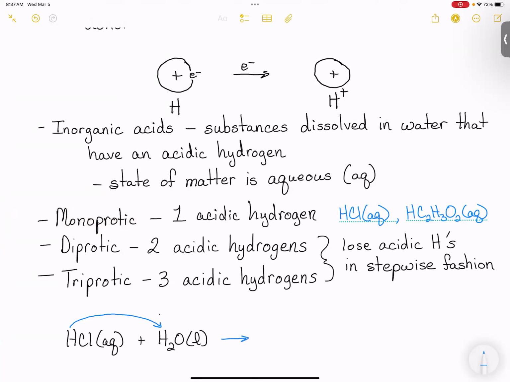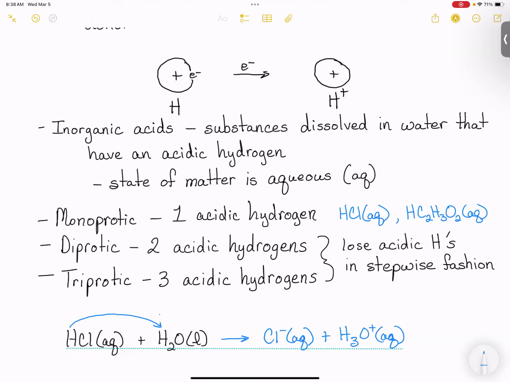So the result is going to be the chloride that will be left over from the acid and hydronium, which is formed. One of the polyatomics that you were asked to memorize is hydronium. We are not typically going to deal with hydronium in an ionic compound, but we are going to deal with hydronium when we talk about acid dissociations.